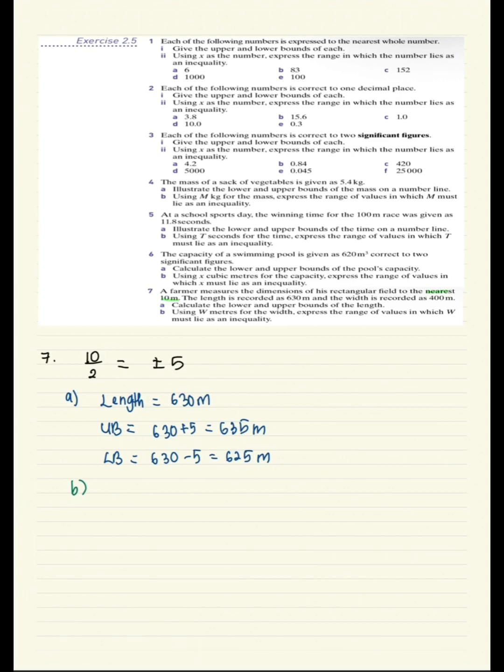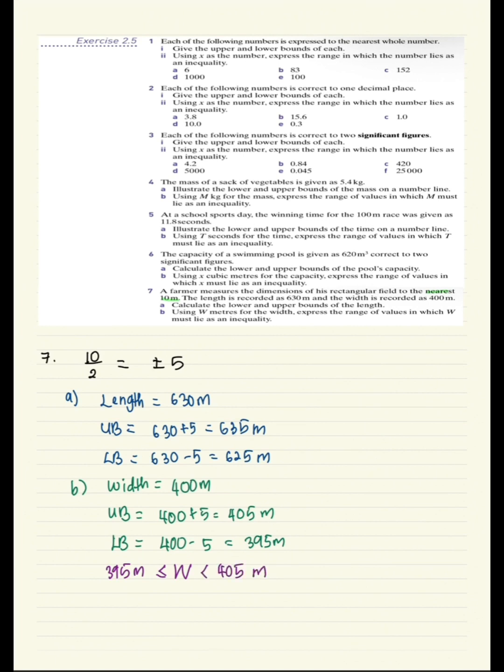Now to express the range of the width, you first have to find the upper and lower bound. The width is 400 meter. The upper bound would be 400 plus 5. The lower bound is 400 minus 5, which is 395 meter. Now to express the range, W would be more than or equivalent to 395 meter, less than 405 meter.